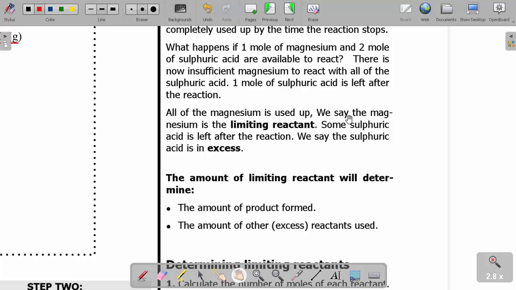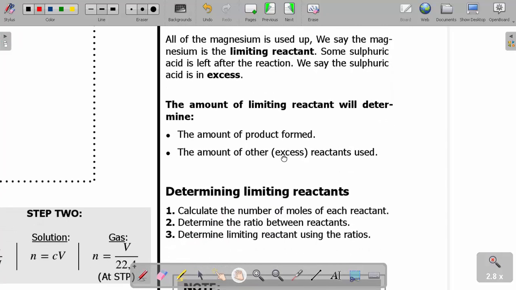In other words, if they ask what is a limiting reactant, what will you say? It is a substance which is completely used up. And some sulfuric acid is left after the reaction. We say it is in excess. Now the amount of limiting reactant will determine the amount of product formed. Are we together? It also determines the amount of the other, excess reactants used.